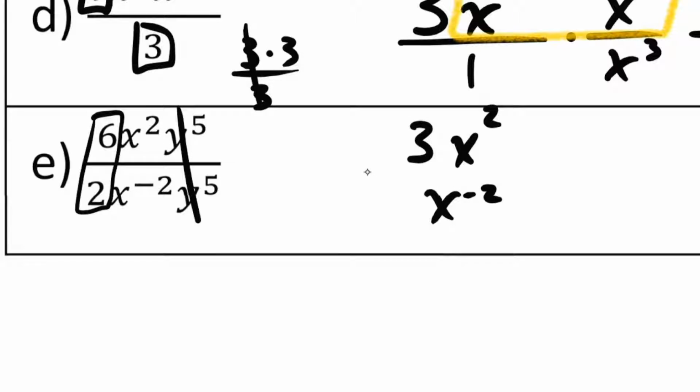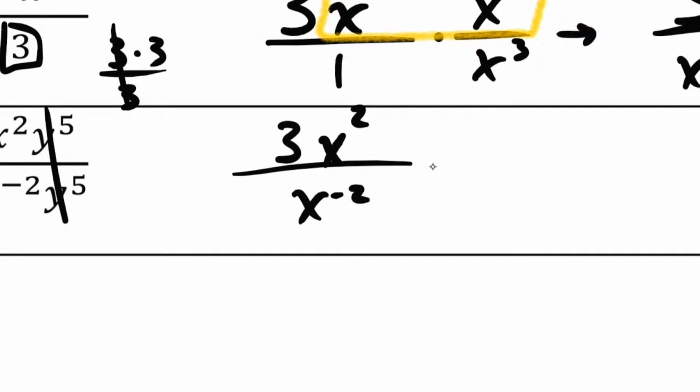Now, those are not the same, right? I can't cancel those like I could do y to the fifth over y to the fifth, because one of them's positive, one of them's negative. We're going to clear the negative exponent by just multiplying by x squared.